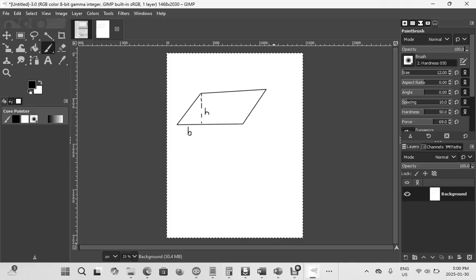Okay, so when it comes to a parallelogram, it is basically a quadrilateral, meaning it's got four sides. Two pairs of sides are equal, when it comes to the distance between them continuously.